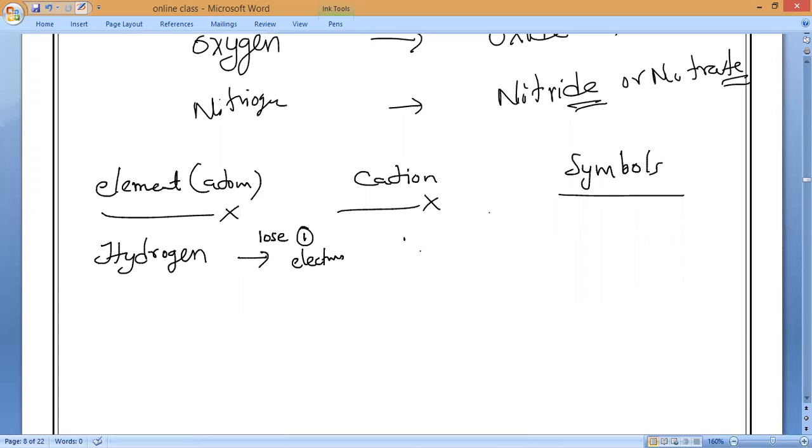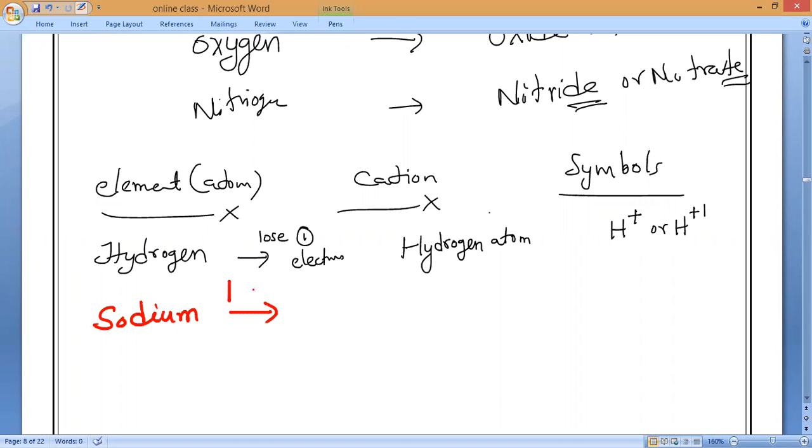So what will it turn into? Anybody can tell me? H plus. Hydrogen ion, the name is the same. So what is the symbol? H plus. You can write H plus 1 also. Is it okay? Now, let me take, as we all know, sodium. Just now we studied. How many electrons will it lose? One electron. It will turn into sodium ion. And what is the symbol? Na plus, or we will say Na plus 1.